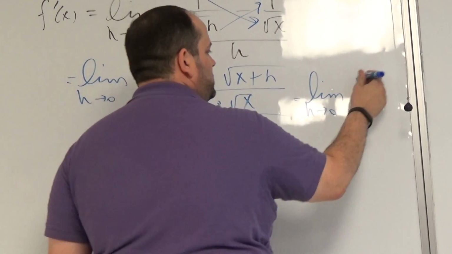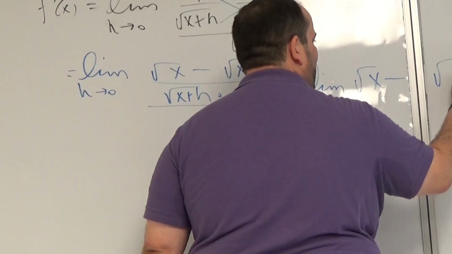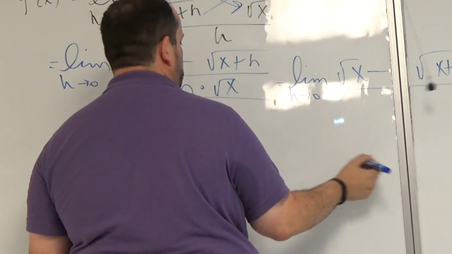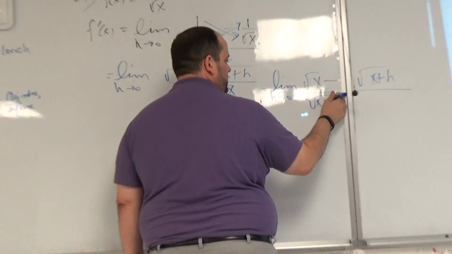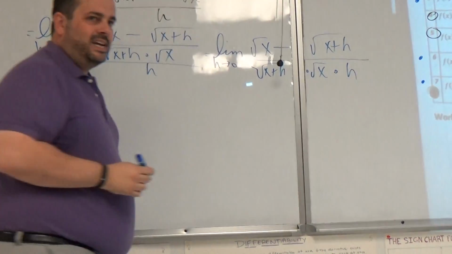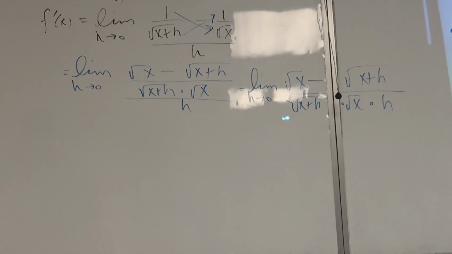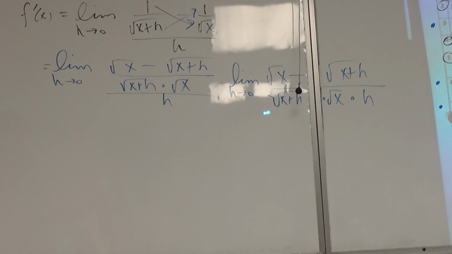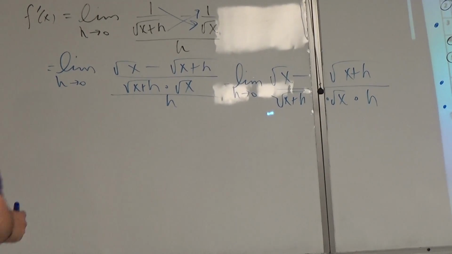I can do a little keep it, change it, flip it. Limit as h approaches 0, square root of x minus the square root of x plus h, we've got square root of x plus h times the square root of x times h. Don't worry about what I'm doing right now. Just focus on the one that you're doing, and if you finish early, take another challenging one.